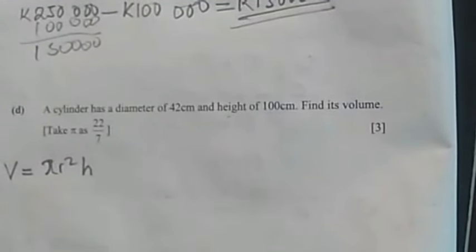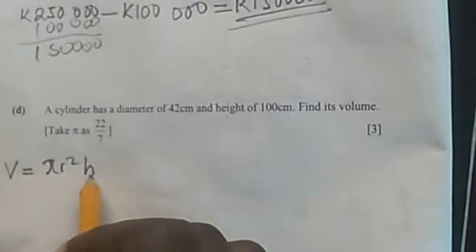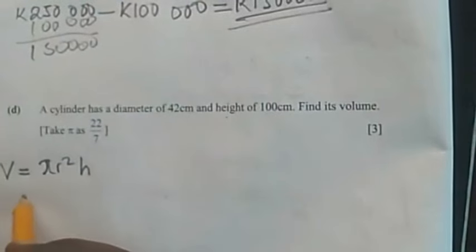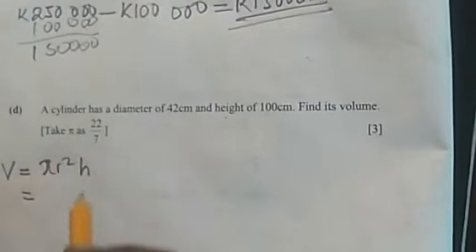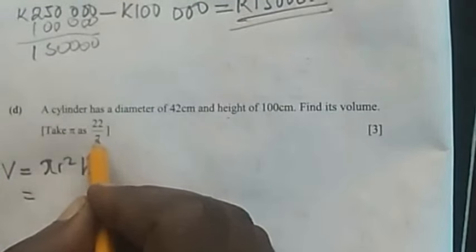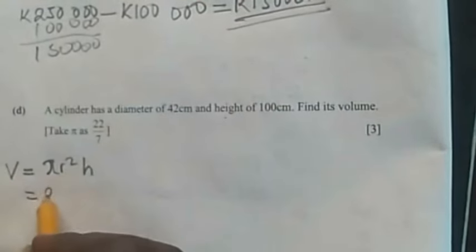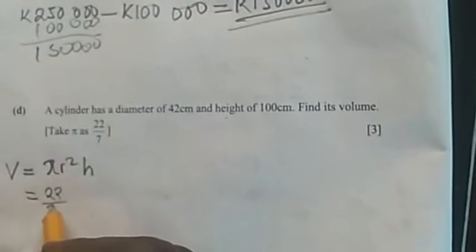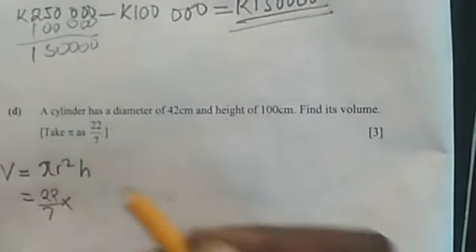So r is for radius and h is for height. Okay, so we're going to say equal to, what is pi? We're told to take pi as 22/7 multiplied by, so what is the radius?